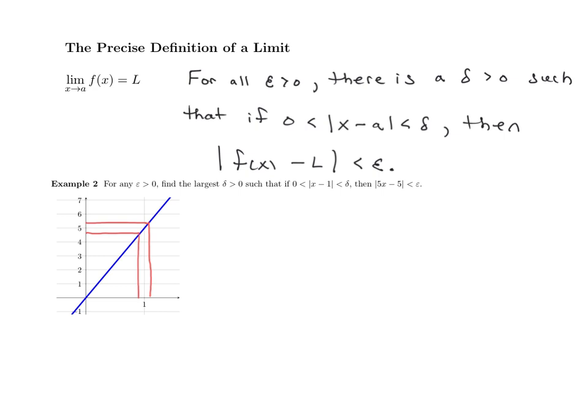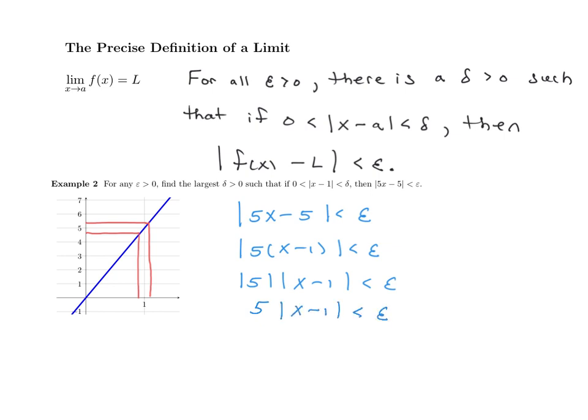Using the same technique in the last example, I'm going to take |5x minus 5|, and I'm going to set it less than epsilon. I can still factor out 5 from both terms. I'm going to take the absolute value of both 5 and x minus 1. The absolute value of 5 times the absolute value of x minus 1 is what it reduces to. Last time we just simply said, well, the absolute value of 5 is 5, but I have to leave this part as the absolute value of x minus 1.